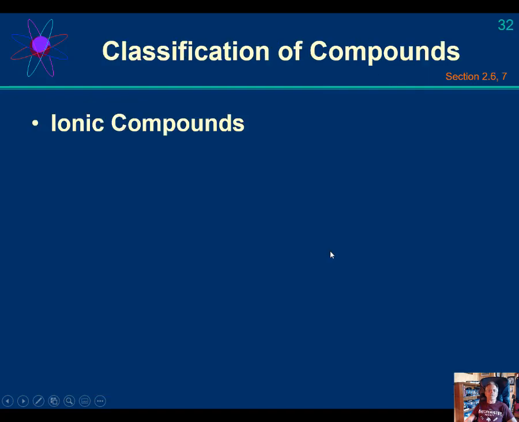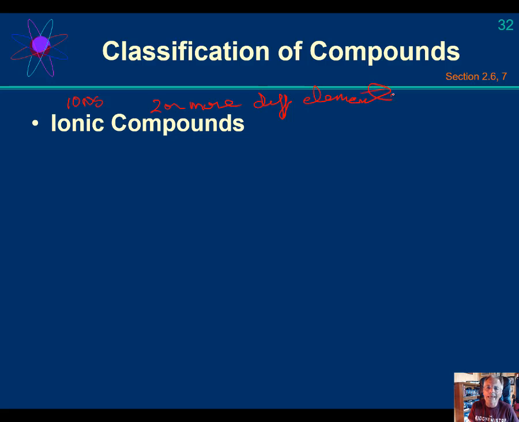Classification of compounds. Ionic compounds. Now, the word ionic is referring to ions. It's a compound, and if you remember, a compound is made up of 2 or more different elements.